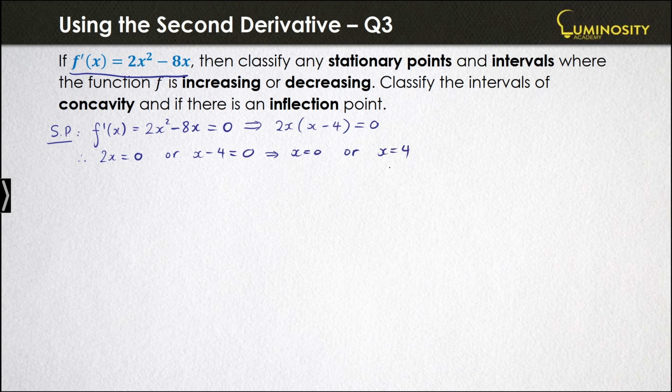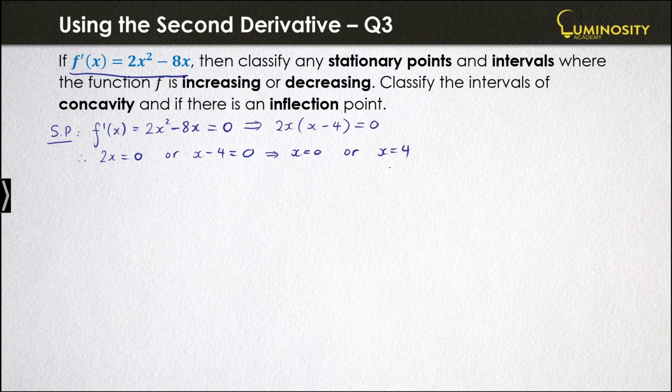Those will be the stationary points, but because we weren't given the original function f, we can't say what the y values will be. But we can figure out that because this is a square term in the derivative, when we go one power up to the original function, it's most likely going to be a cubic function.